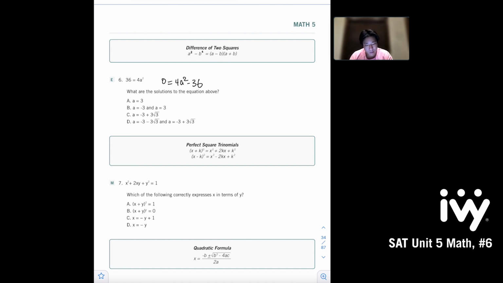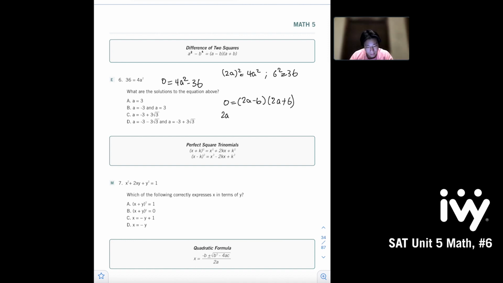In this case, we know that 2a squared is equal to 4a squared. And we know that 6 squared is equal to 36, which allows us to do difference of squares to say that 0 is equal to 2a minus 6 times 2a plus 6. So now what this allows us to do is to set these equal to 0.